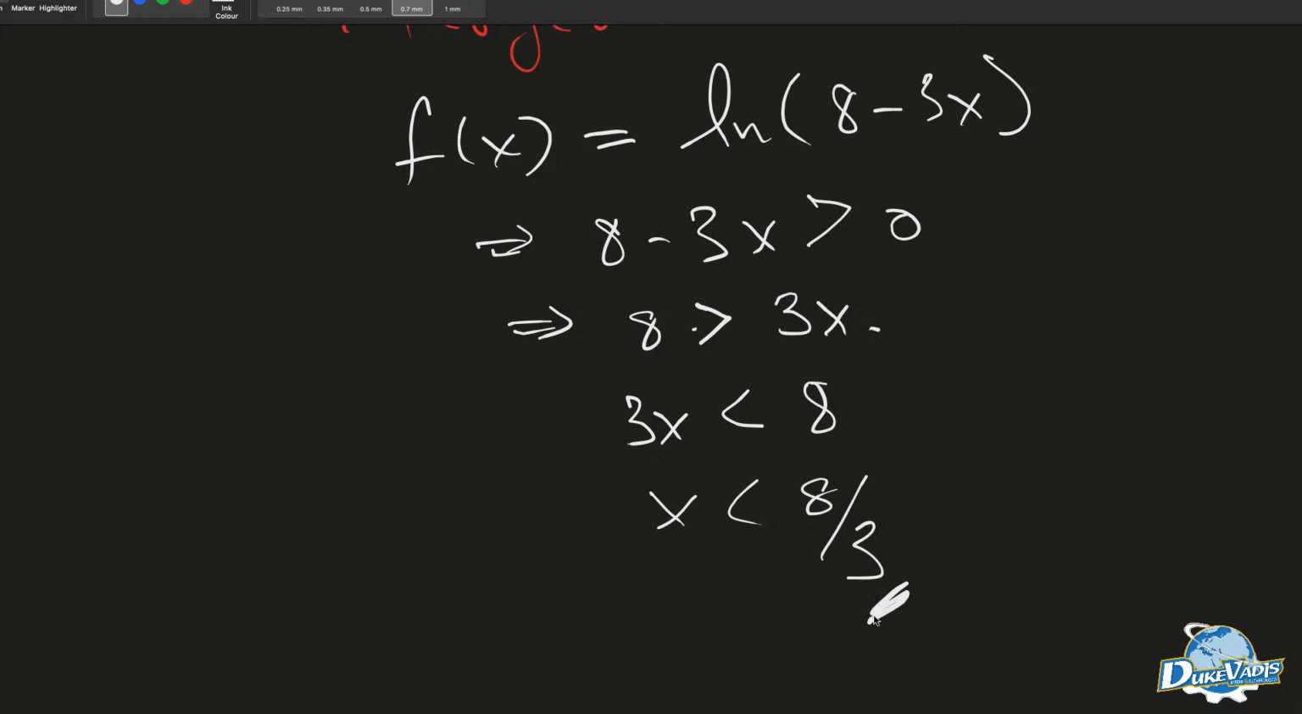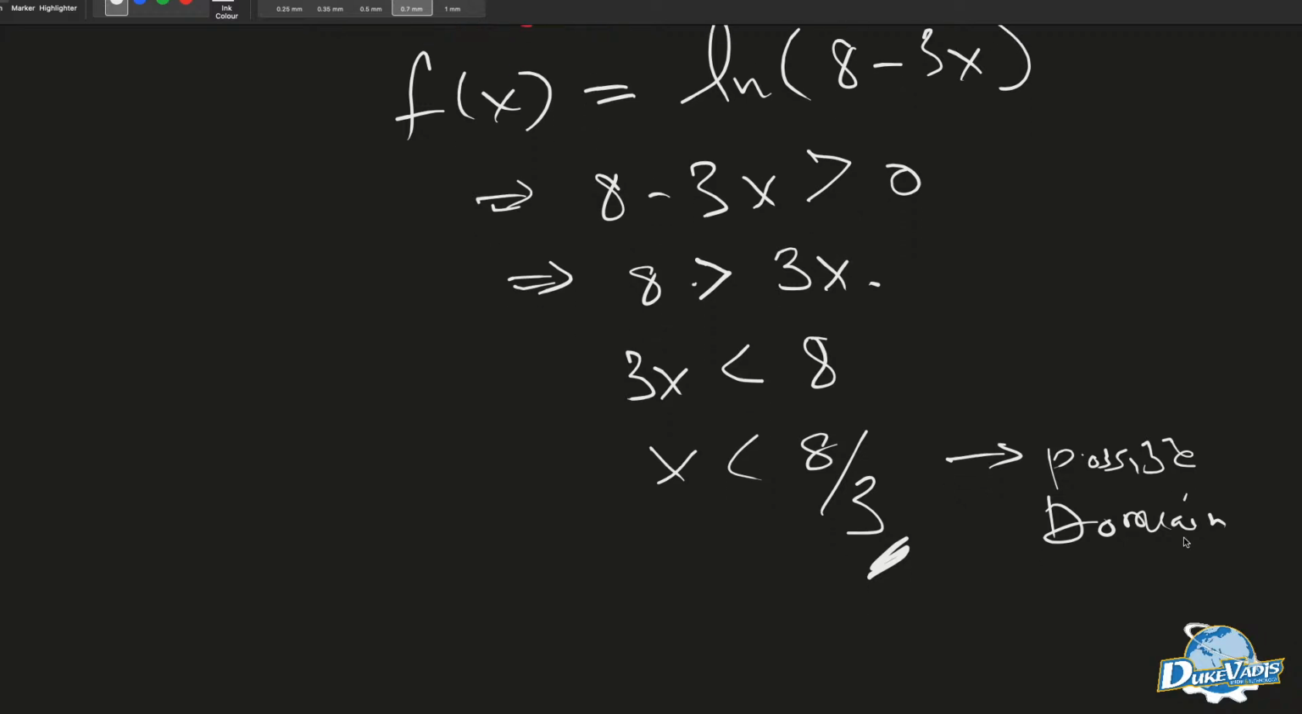Because of 8 minus 3x, what we do is just manipulate the inequality, and our possible domain is x less than 8 over 3. So 8 is greater than 3x, meaning 3x is less than 8. Okay, let's see the other one given as well.